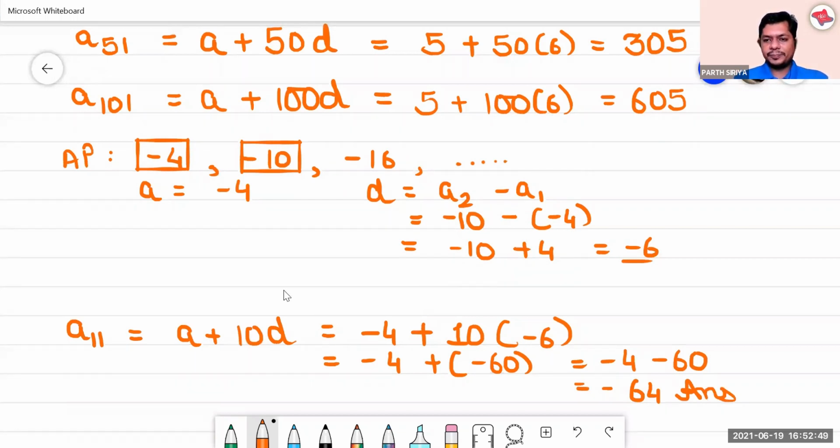Got it? Yes, sir. So this way you can find terms of an AP for negative numbers also. You can find any term, whether it's positive or negative, the 100th, 1000th, 10,000th. Whatever term you want to find, you can find it with the simple formula of AP. Any other confusion? No, sir. Perfect. Yes, Kapil sir.